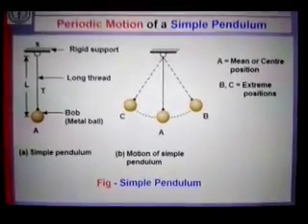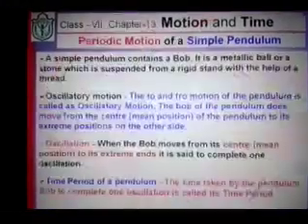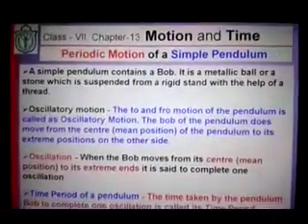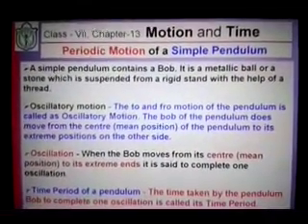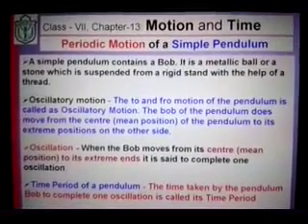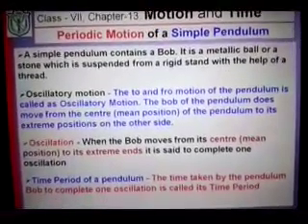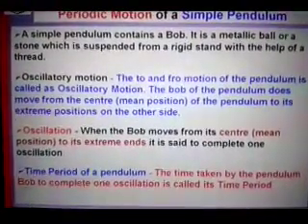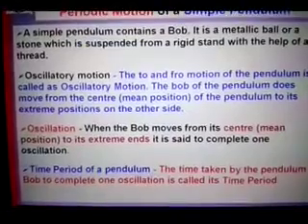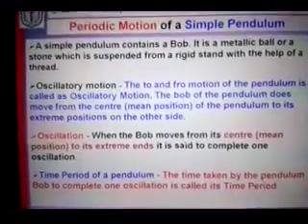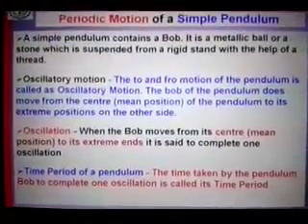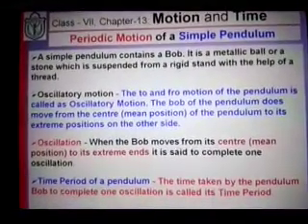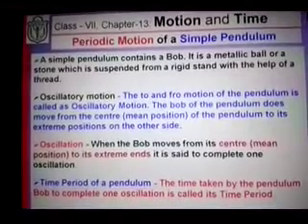Let me discuss here. A simple pendulum contains a bob. It is a metallic ball or a stone which is suspended from a rigid stand with the help of a thread. What is the meaning of oscillatory motion? Oscillatory motion means the bob of a pendulum moves from one end to another end. That means moving between extreme positions along its mean position is called oscillatory motion or periodic motion.